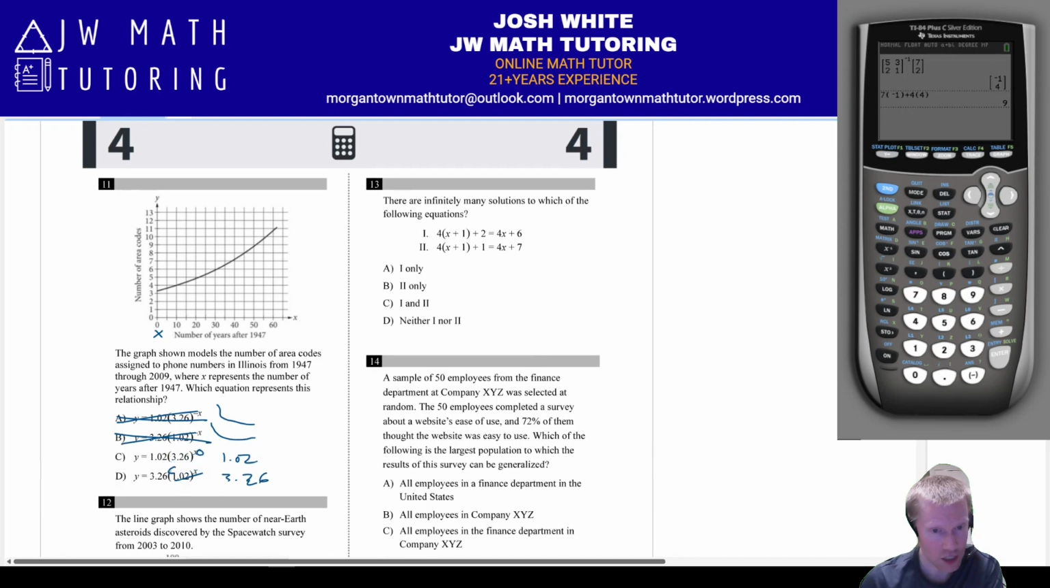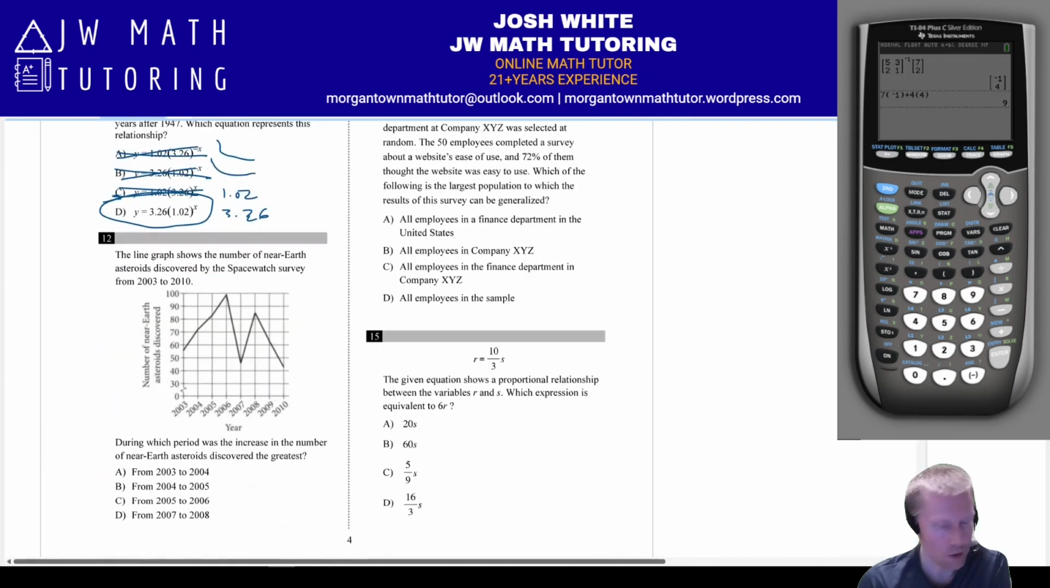Basically, the strategy that I'm using there is what I call point matching, where I'm finding a specific point on the graph, and then I'm plugging that in to the equations to see which one matches it. You could use these other points as well. I just think 0 is easiest because the 0 exponent just makes the whole thing 1, and then really you're just looking at the number out front. 3.26 is the initial value.